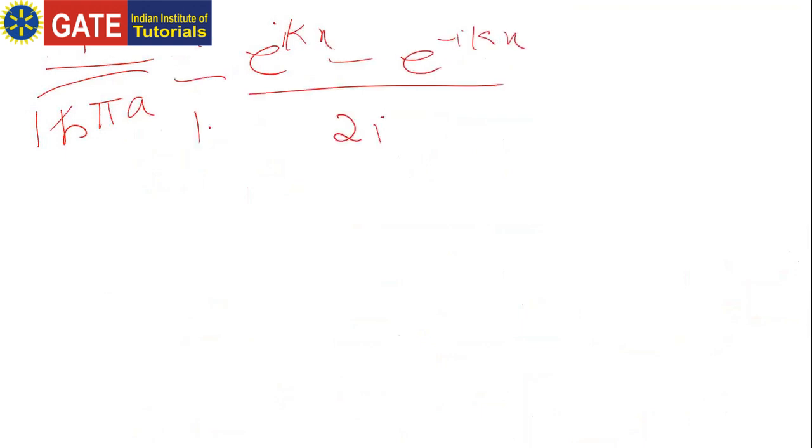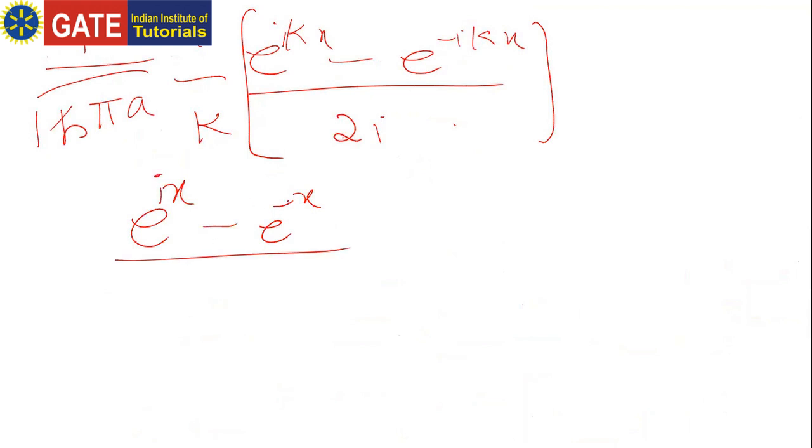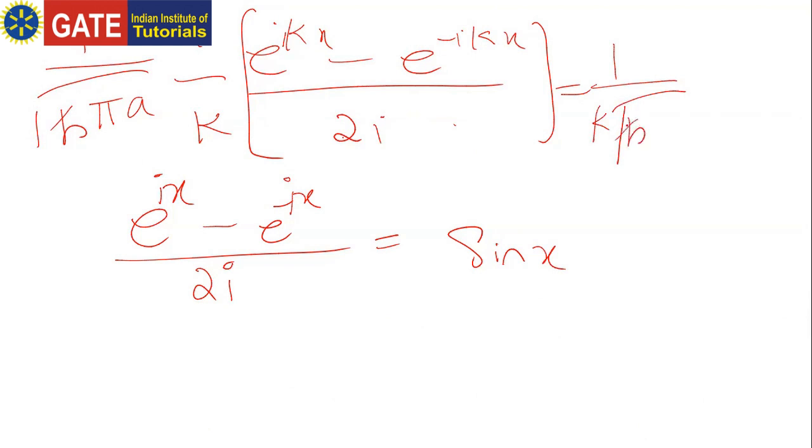See, 1 by under root h cross pi a, e power ikx minus e power minus ikx divided by 2i. This value, e power ix minus e power minus ix by 2i, equals sin x. Therefore, here you can write 1 by k under root h cross pi a sin ka. Sorry, here it is a. This is the answer.